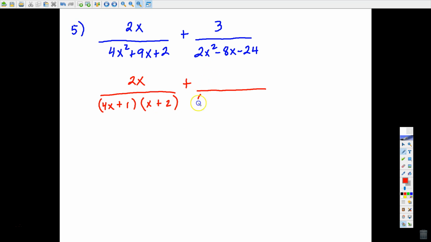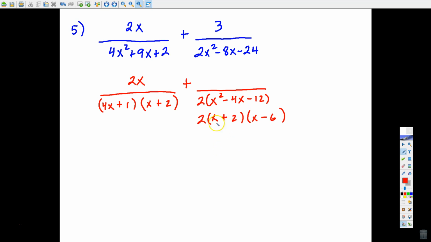Okay, and then over here we can factor first. We can take out a GCF. Remember, you should always look for a GCF first. So you can take out a 2 as a GCF, and that gets us to x squared minus 4x minus 12. And then we can factor further as the product of 2 linear binomials. The factors of 12 that add up to -4 would be -6 and +2.